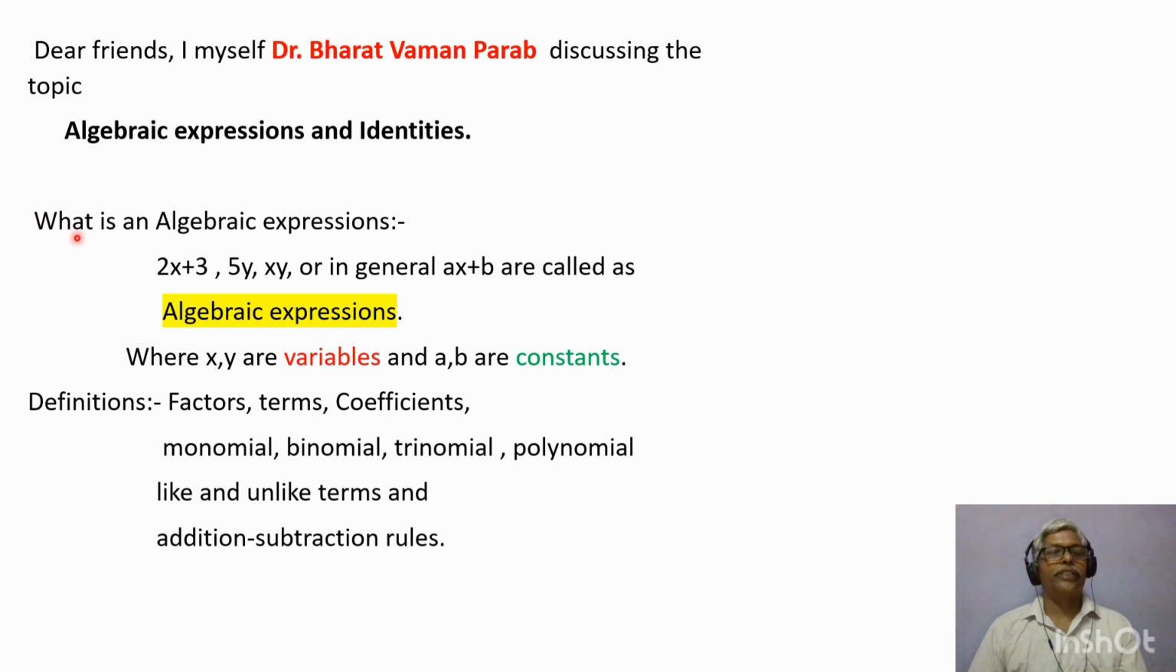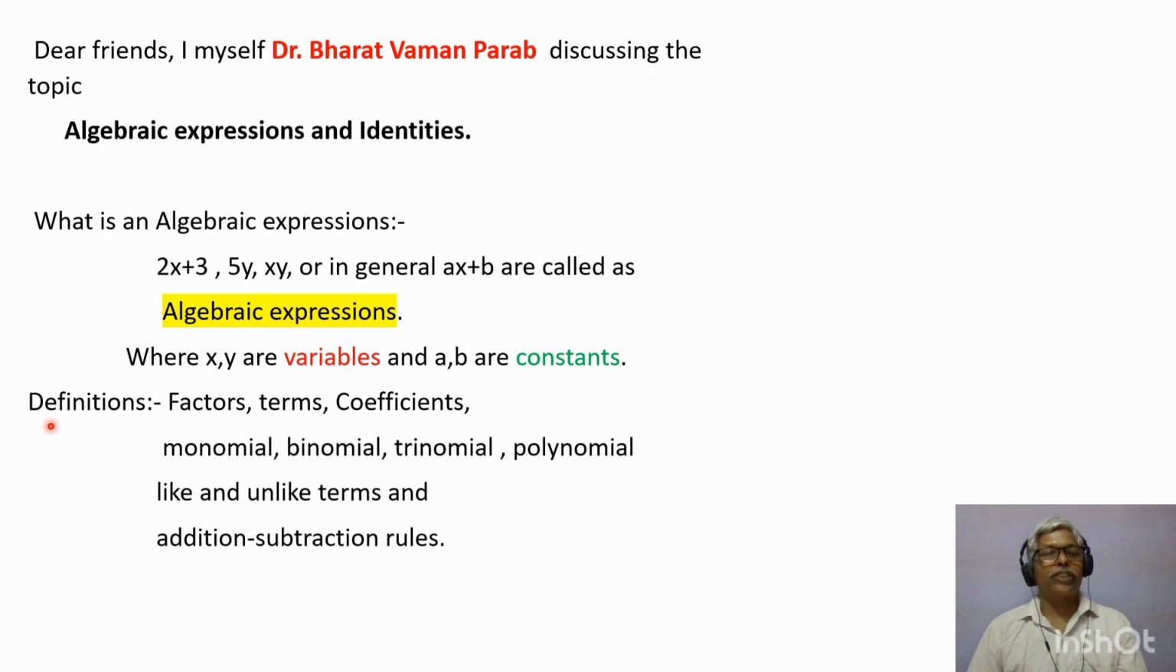In this, let us see what is an algebraic expression. Let us consider some examples. 2x plus 3, 5y, xy, or in general, ax plus b are all called algebraic expressions, where x and y are the variables and a and b are the constants. So such expressions are called algebraic expressions.